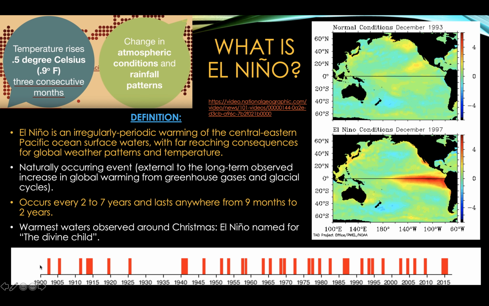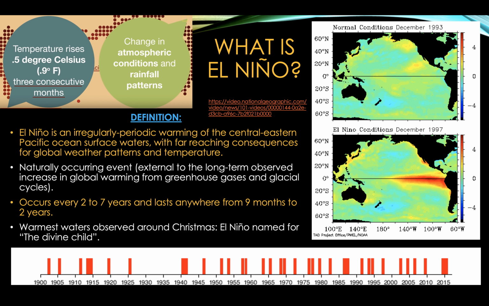In the bottom here, you can see you have these red bars. So each red bar indicates an El Nino event. And the width of the bar tells you how long that El Nino event was.